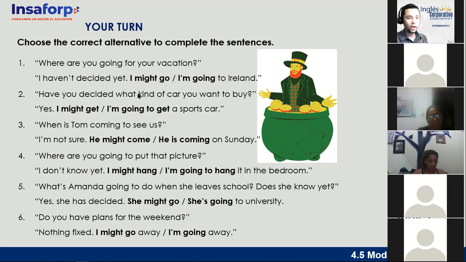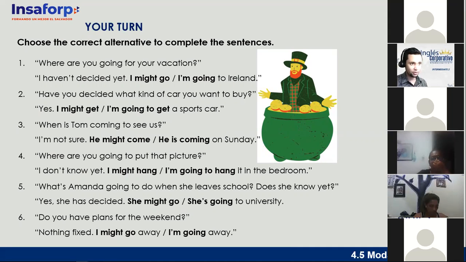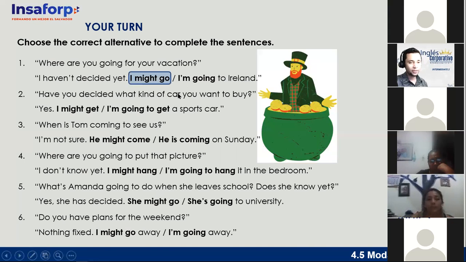Okay, everybody, welcome back. Number 1, I need a volunteer to read this because these are conversations. I'm going to read the first part and you read the second part. Ciro, where are you going for your vacation? I haven't decided yet. I might go to Ireland. That is correct. Why? Because he said, I haven't decided yet. That means it's only possible, but he is not sure. Thank you, Ciro.